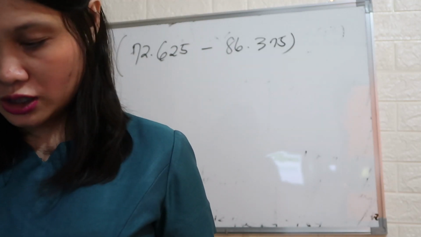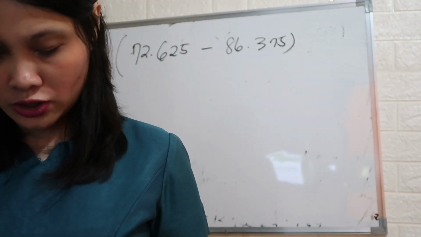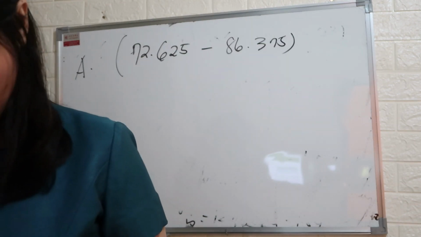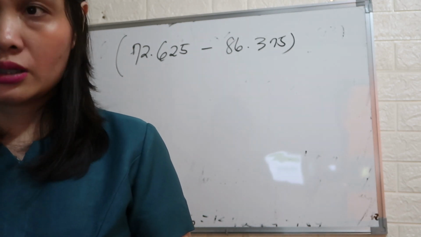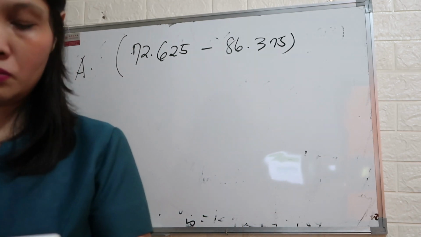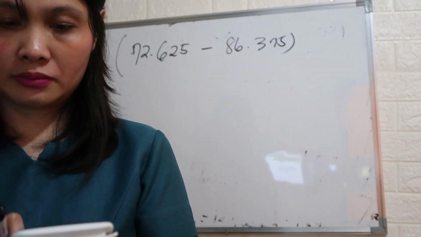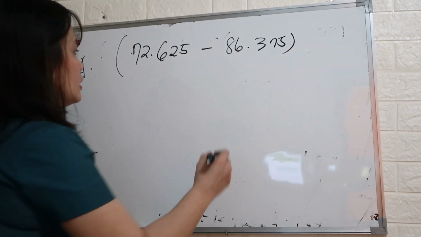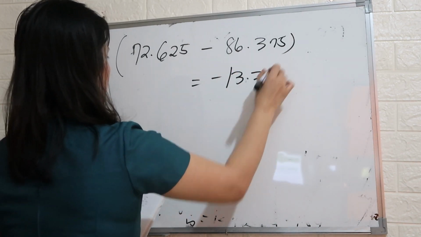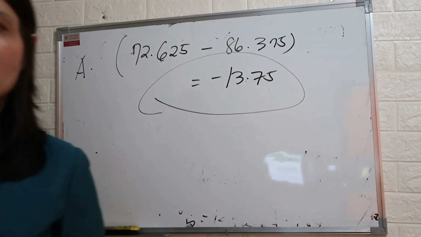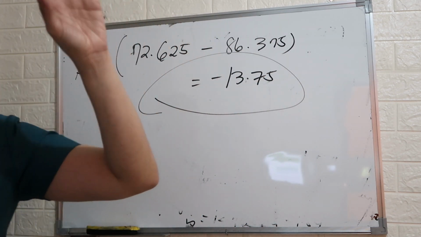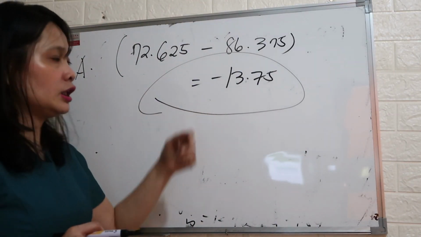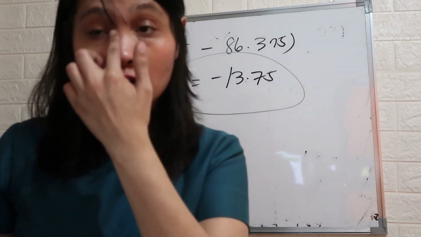So the mean difference is 13.75. The negative sign here is not referring to a negative value; it is the difference, the mean difference of the two means, which is 13.75. Next, letter B.